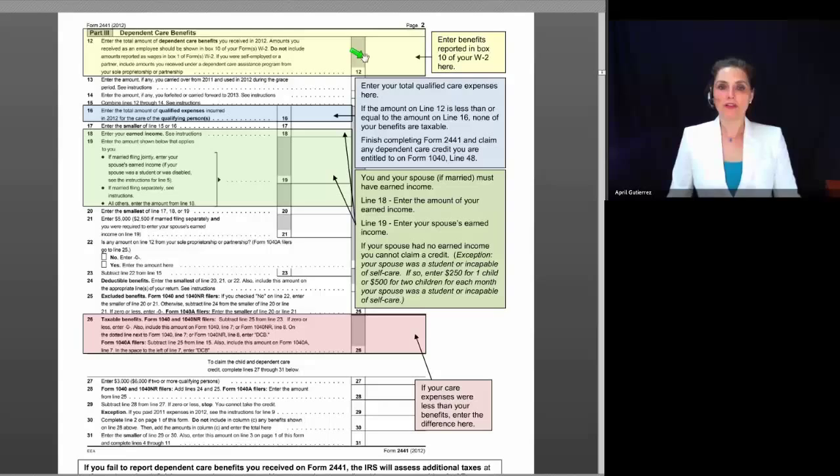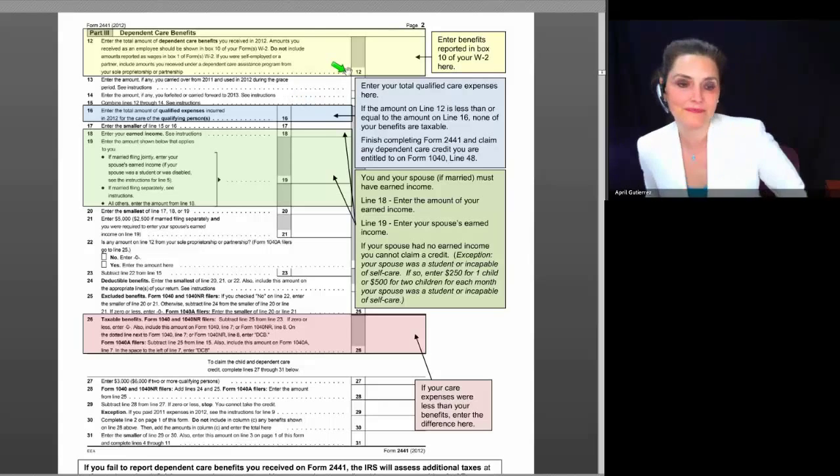And on line 12, you would enter the benefits that are showing in box 10 of your W-2. Then on line 16, you enter the total qualified child care expenses that you had. If the amount on line 12 is less than or equal to the amount on line 16, none of the benefits you received through your employer are taxable. But if the amount on line 16 is less than the amount on line 12, you've got a problem in that some of your benefits could become taxable.